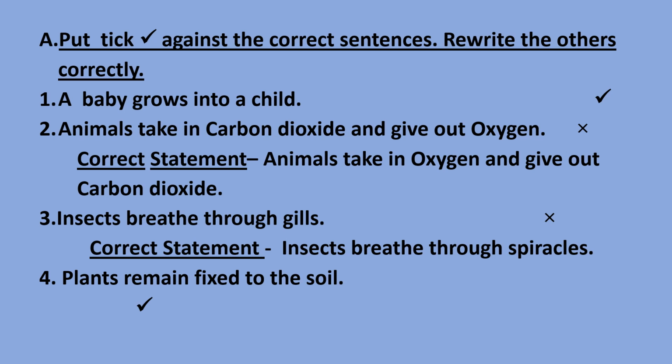Put tick against the correct sentences. Rewrite the others correctly. Children, here a few sentences are given. First of all, we need to see whether the sentence is correct or not. If the sentence is correct, we need to put a tick against it, and if it's wrong, we need to cross it out and then write the correct sentence. The first sentence given is, a baby grows into a child.